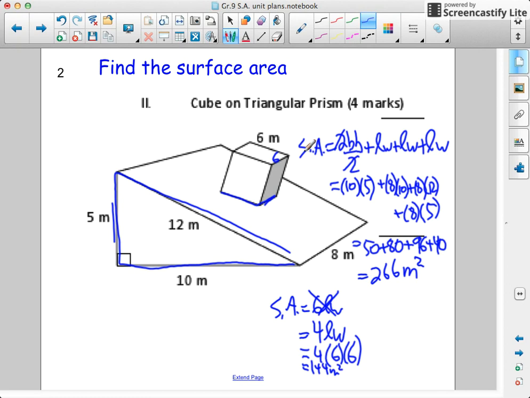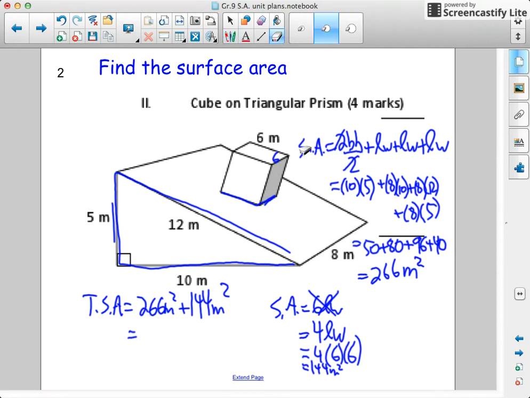So my total surface area would equal 266 meters squared plus 144 meters squared. And I would get 410 meters squared. So that's how you can find surface area.